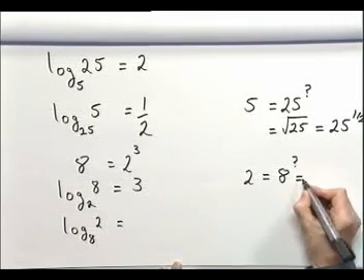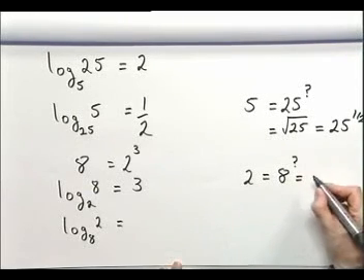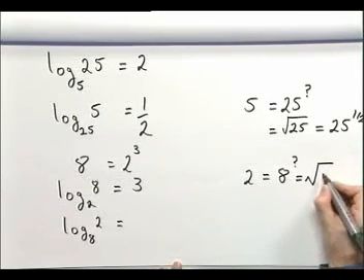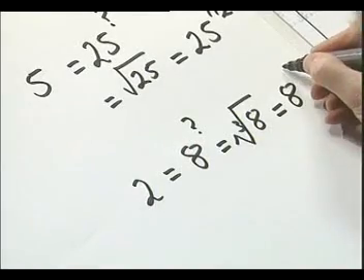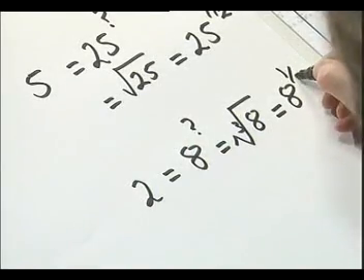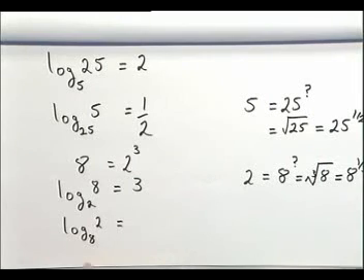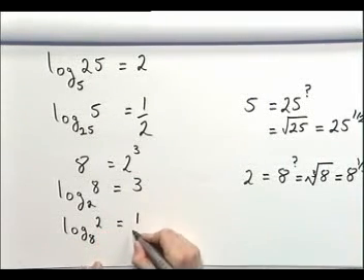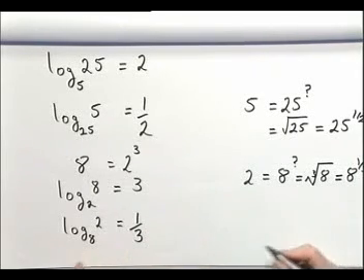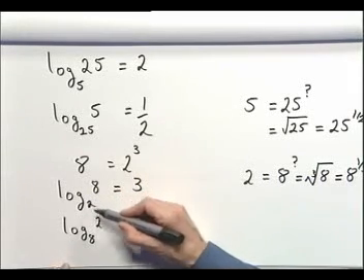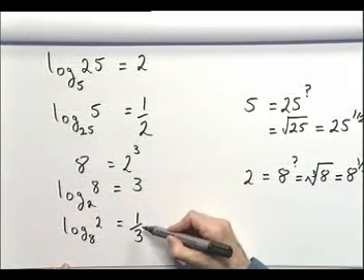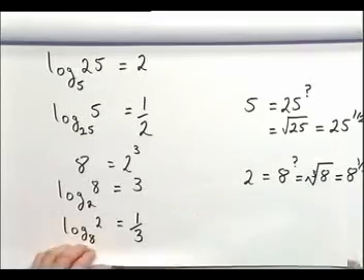Well, 2 is the cube root of 8, which we write like that. But another way of writing the cube root is to write it as 8 to the power 1/3. And that tells us that the log of 2 to base 8 is 1/3. And so we see again that by interchanging the number and the base, we get 1 over the original logarithm.